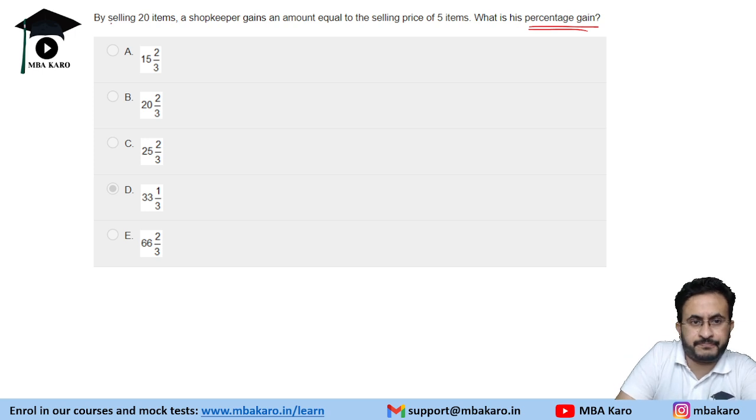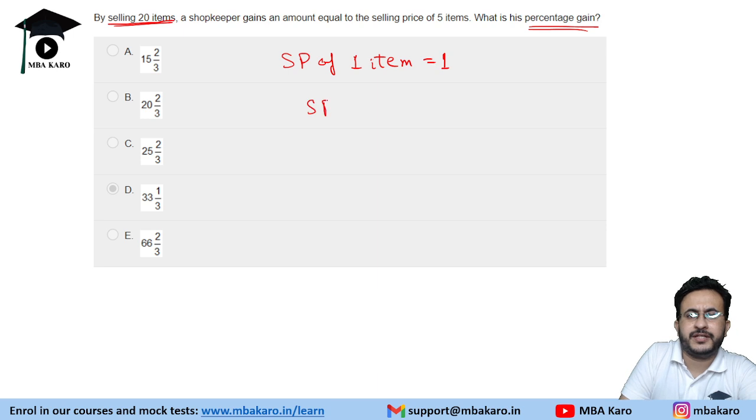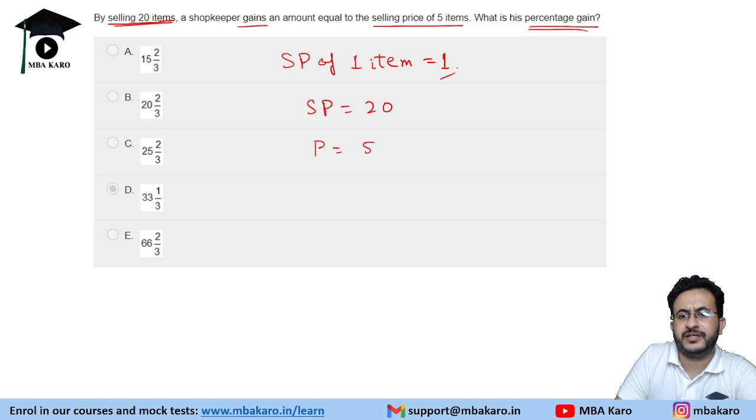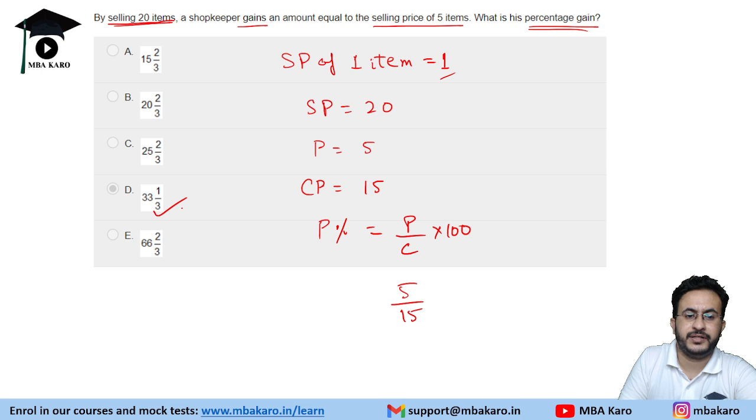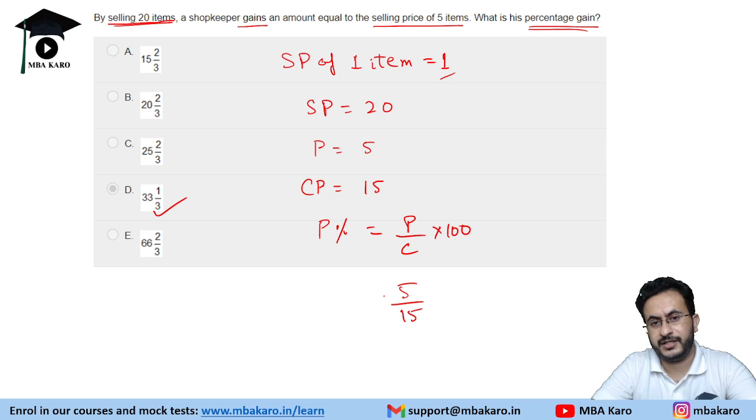So a person is selling 20 items. Let us say SP of one item is equal to 1 rupee. So total SP is 20 rupees, and it's given that he gains an amount equal to the selling price of 5 items. So profit is 5 rupees because SP of one item is 1. So that means cost price will be 15 rupees. Profit percentage is profit upon cost into 100. So it will be 5 by 15, which is 33.33%, 33 1 by 3%.